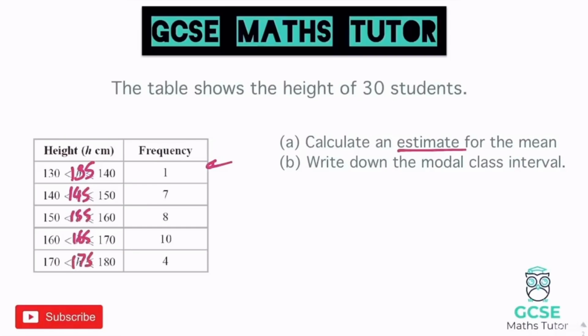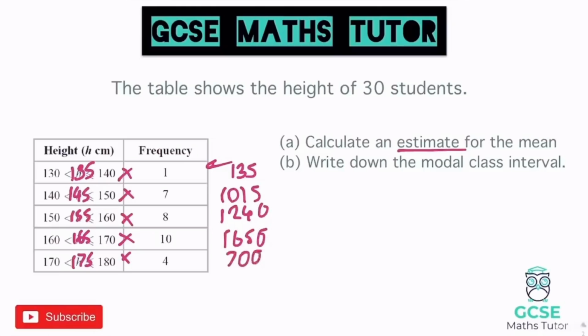And we'll just treat this in exactly the same way as we did before. So one person at 135, 7 people at 145, and we're just going to times across for all of these again. So one lot of 135 is 135, 7 lots of 145 is 1015, again I'm just doing this on the calculator, 8 times 155 is 1240, 10 times 165 we can do 1650, and 4 times 175 gives us 700.